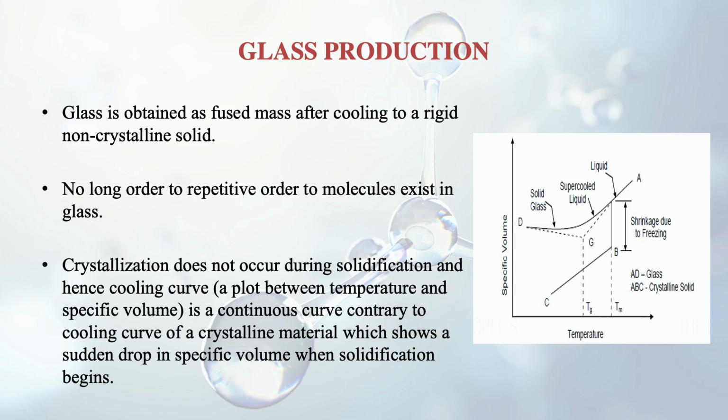So you can see the other graph, the line BC. First of all, we started at point A, and when we moved along the upper line, then it suddenly drops from that line AD. The specific volume suddenly drops in case of crystalline materials, and it comes to the line BC. So that's why glass is different from these kinds of solids, where there is a sudden drop in specific volume.